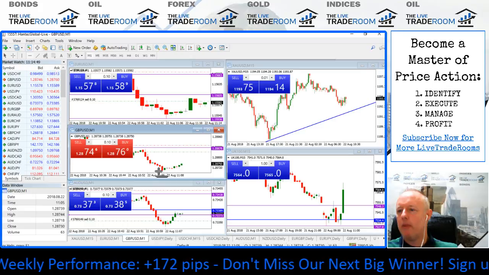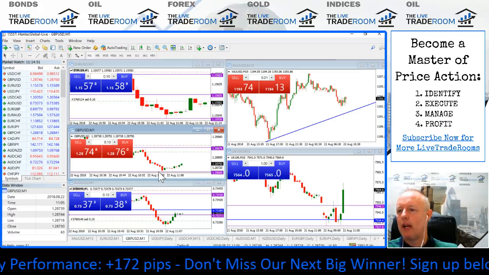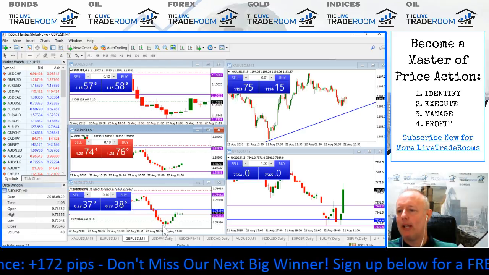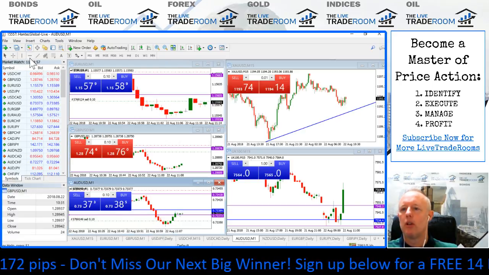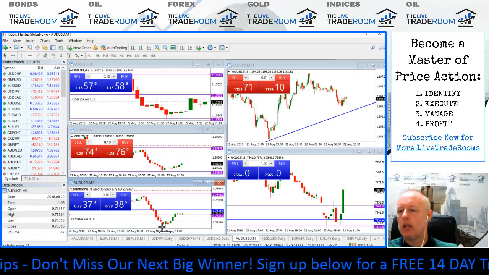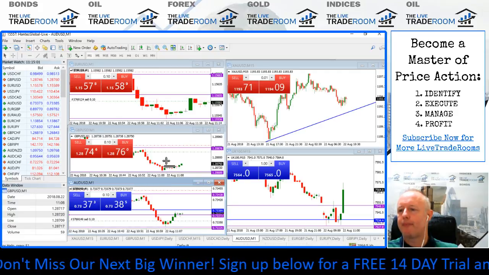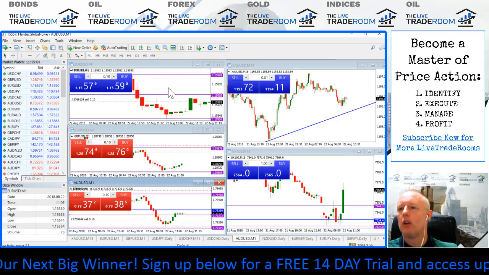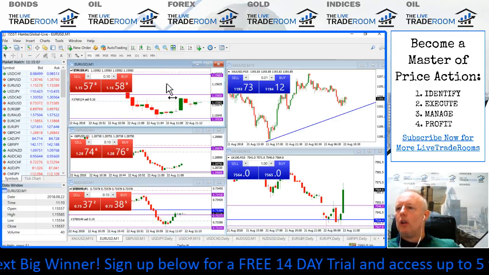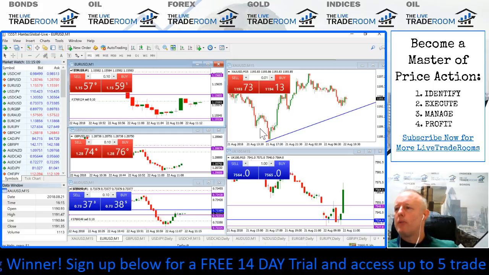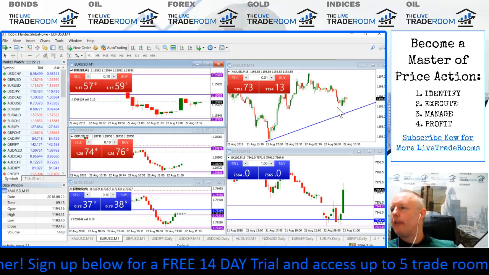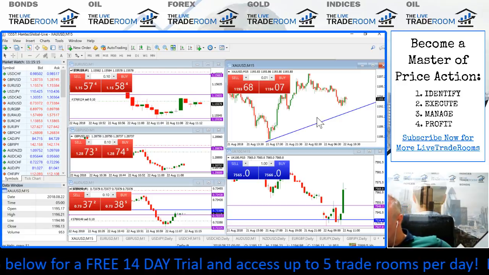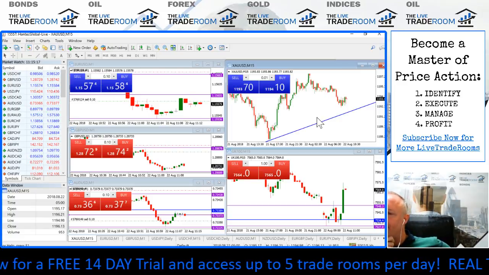The good news is we've started to see the move across the board. That's exactly what we'd want to see. But now we need to break these new lows, these lows just sitting in here. And let's see if the market conforms with us or not. That's going to be the big driver.